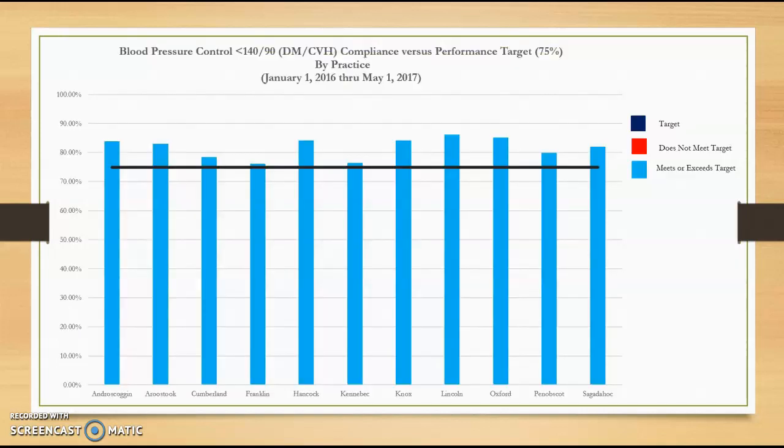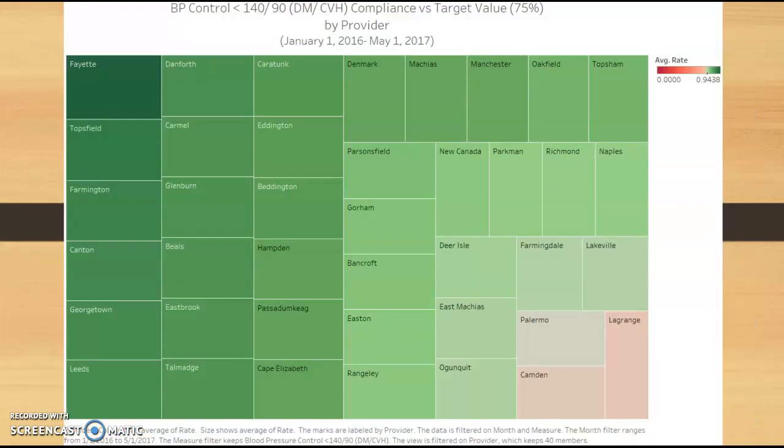The first graph shows blood pressure control at a level less than 140/90, so the patient's not hypertensive. This visualization shows that for this category, all the practices are meeting the target compliance of 75%, which is the dark blue line. Just because the practice is meeting the target does not mean that all the providers are. Drilling down, this heat map shows that there are only 2 providers who are not able to meet this target rate down in the lower right-hand corner.